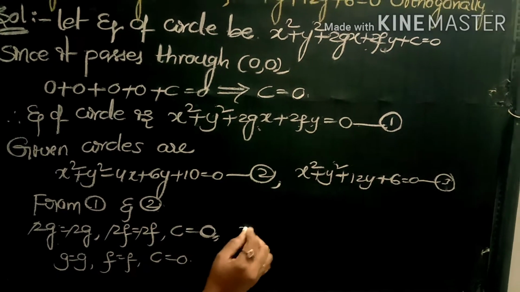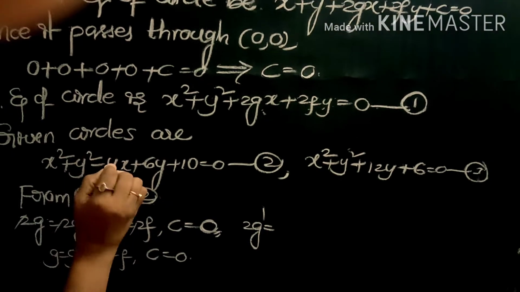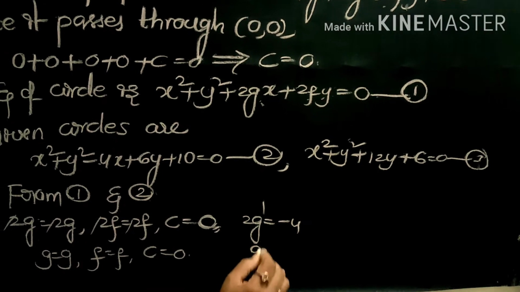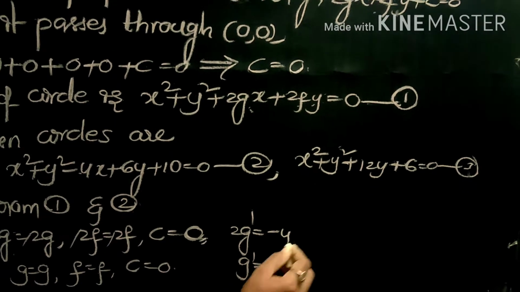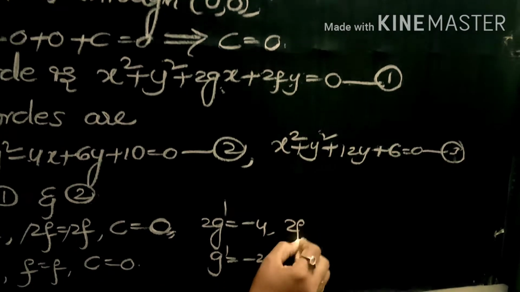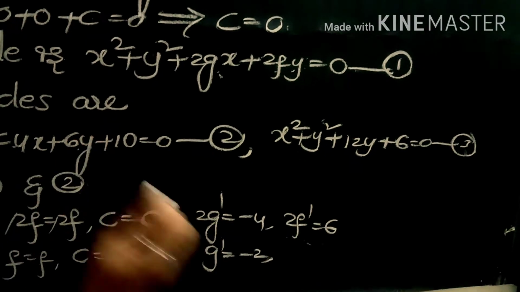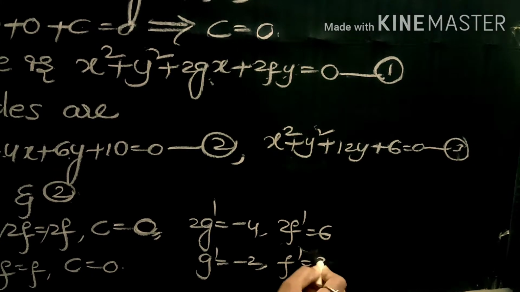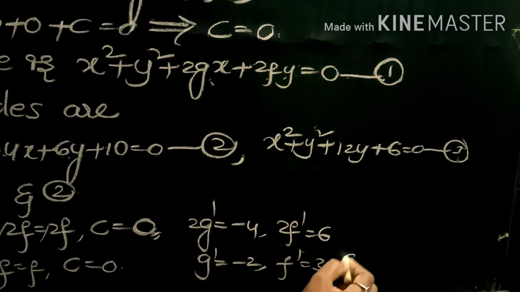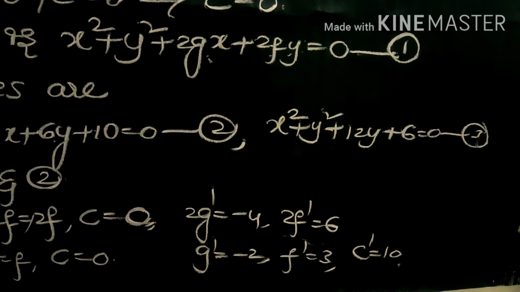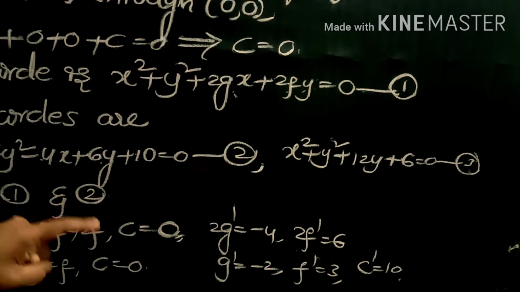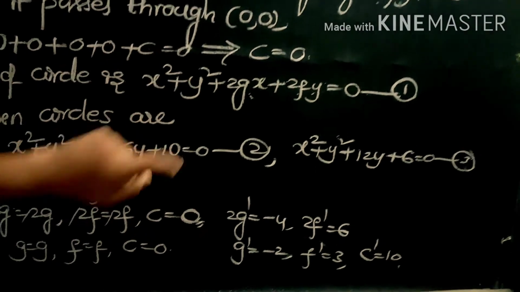And from the second equation, 2g dash is equal to minus 4, x coefficient. That is, g dash is equal to minus 2. And 2f dash is equal to 6, y coefficient. Then f dash is equal to 3. And constant c dash is equal to 10. Now we are applying the orthogonality condition to these two circles first.